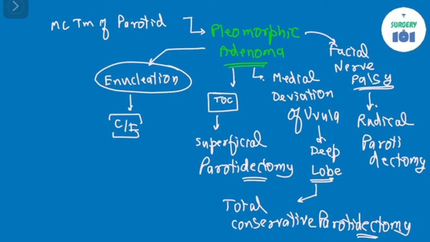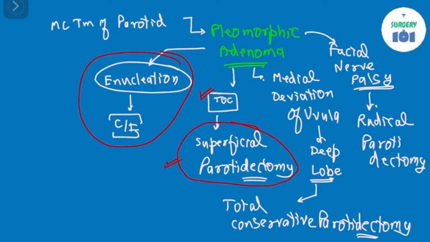So for a pleomorphic adenoma, first of all, enucleation is contraindicated. You never ever go in for the enucleation. If they simply ask you what is the treatment of choice for the pleomorphic adenoma, you can go ahead with the superficial parotidectomy. Why? Because 90 to 95% of the pleomorphic adenomas involve just the superficial lobe, and going in for a superficial parotidectomy will serve your purpose. The patient will be treated.